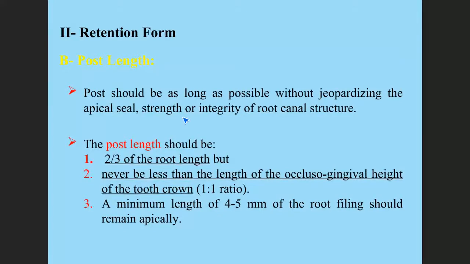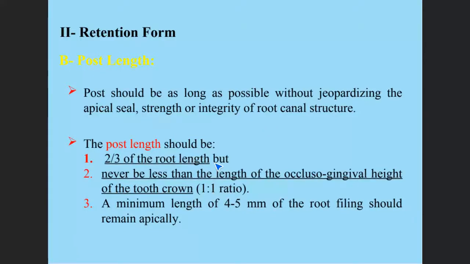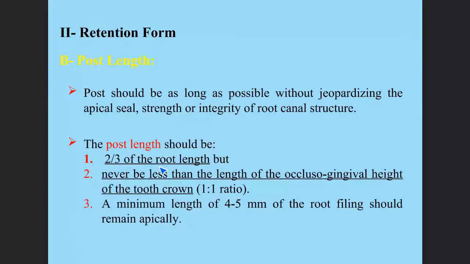So the post should be as long as possible without jeopardizing the apical seal, strength or integrity of the root canal structure, and the post length should be 2/3 of the root length and should never be less than the occlusogingival height of the tooth crown. So it should be a minimum 1:1 ratio. And you have to keep a minimum of 4 to 5 mm of root filling as apical seal.